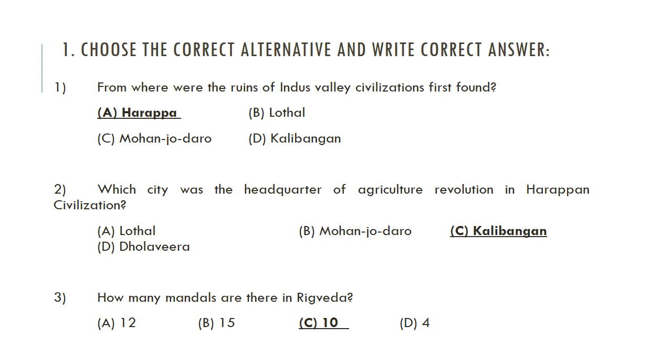Students, this information is not given in the textbook, but the correct answer is C. 10. There are 10 mandals in Rig Veda. Mandals means the collection of hymns by a number of priest families. So there are 10 such books, and these books are called mandals.